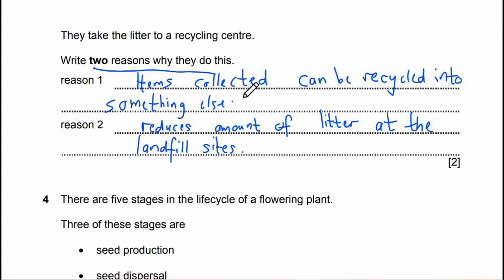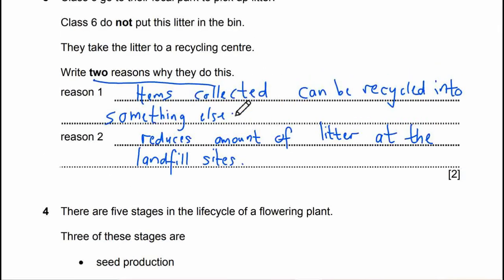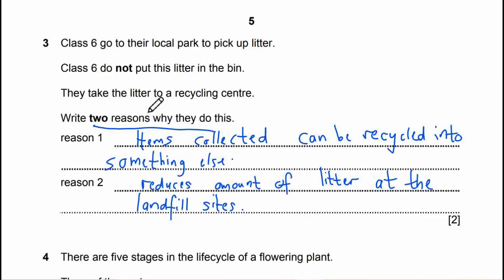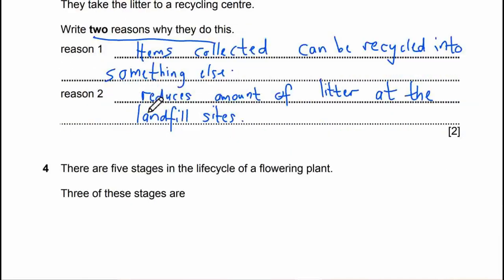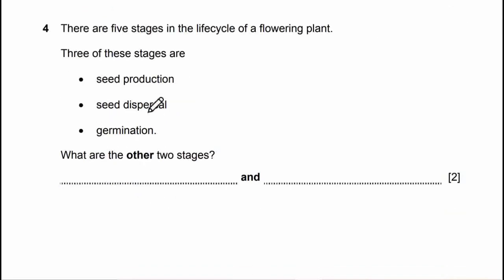The answer for this may vary, and also mention it saves energy, reduces energy, and anything that makes sense and is related to the question. Number 4, there are 5 stages in the life cycle of a flowering plant. 3 of the stages are seed production, seed dispersal, germination.